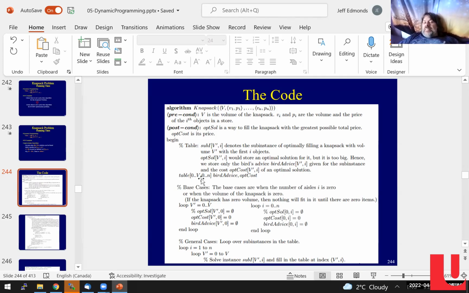Right? So here we're just setting up the table, right? The knapsack could be of size 0 to V. The objects that we need to consider are 0 to N, right?